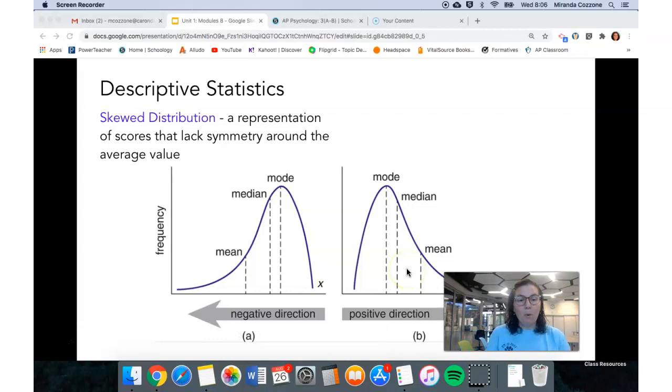So it's important to remember that if we have a skewed distribution, there are probably some data points on either end of the extreme that are causing our mean to be farther away from the mode and the median, okay? Hopefully that makes sense.